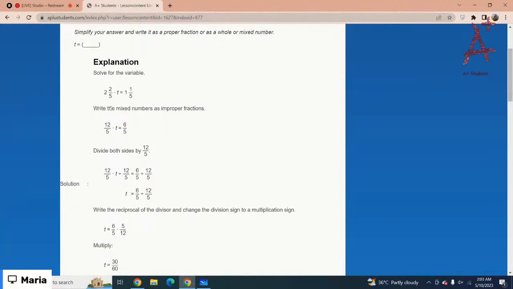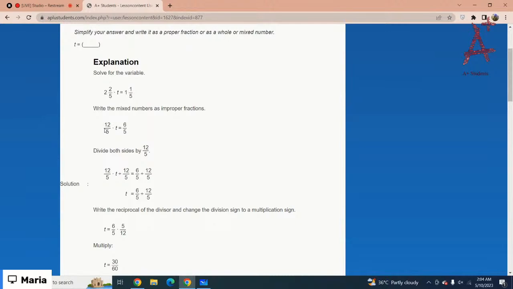Just convert 2 whole 2 over 5 into the fractional form. You need to multiply 2 times 5. 2 times 5 is 10 and 10 plus 2 is 12 over 5. So it would be 12 over 5 times t equals 5 times 1 is 5 and 1 is 6 over 5. Basically you just have to isolate the t, so you need to remove that 12 over 5. Got it? So you need to divide both sides by 12 over 5.